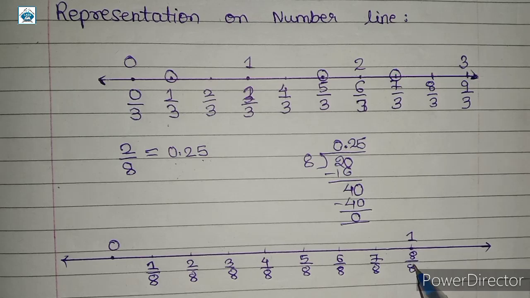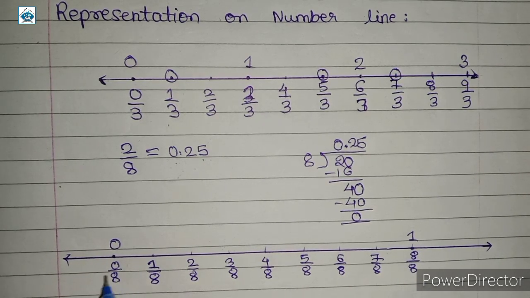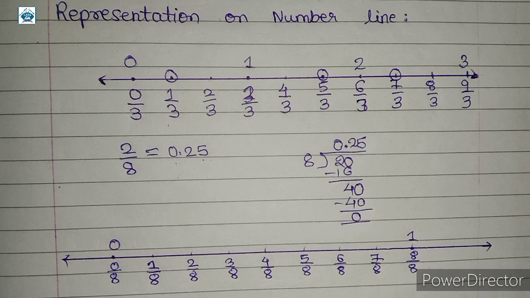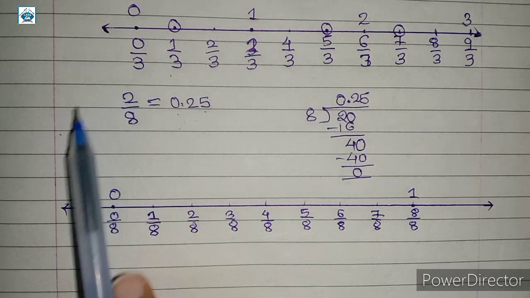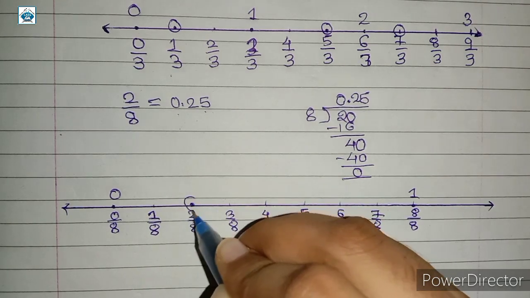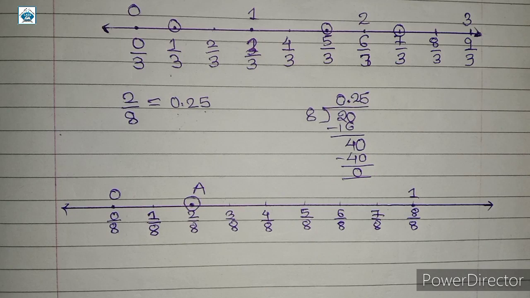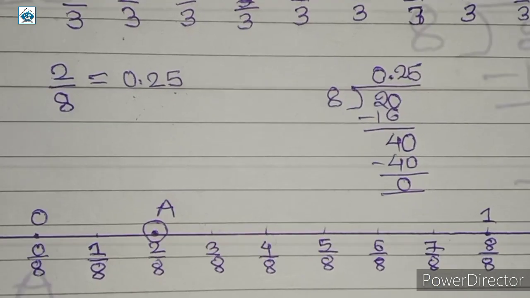And 8 by 8. So here, beginning from 0 by 8 till 8 by 8, we have some rational numbers between 0 and 1. Now we are asked to represent 2 by 8 on the number line. So here, as you can see, at this point you can name A. The point A represents 2 by 8 on the number line. The rational number 2 by 8 lies between 0 and 1 on the number line.